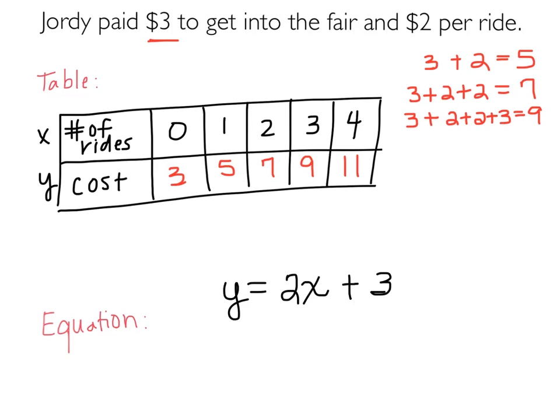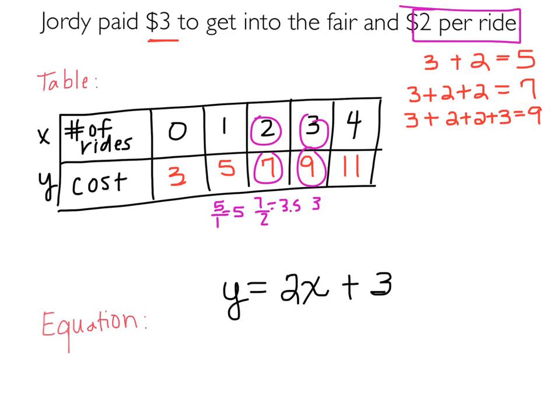Now we want to know if this is proportional. There are a couple different ways you can tell that. First thing, is there a unit rate? Well, there is. It's $2 per ride. But is that what you get when you divide these out? Let's think here. If I divide 5 divided by 1, that's 5, right? If I did 7 divided by 2, that's 3.5. If I did 9 divided by 3, that's 3. Are any of these the same when I divide those out? No, they're not. So these are not proportional.